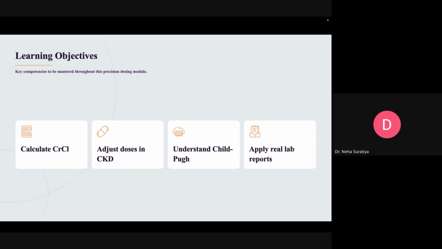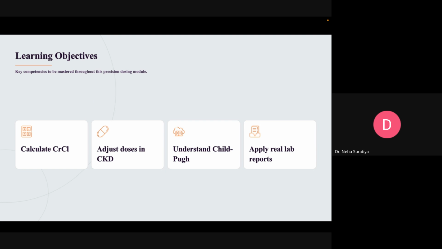By the end of the session, you will be able to calculate this very important creatinine clearance. Okay, not just the formula memorization, because creatinine clearance has a very simple formula to calculate. Many of you might already have an idea how to calculate creatinine clearance, but we are not here to just memorize the formula. We will understand what the number creatinine clearance means for dosing. Again, we will understand what the number means for dosing. That will be our first learning objective.